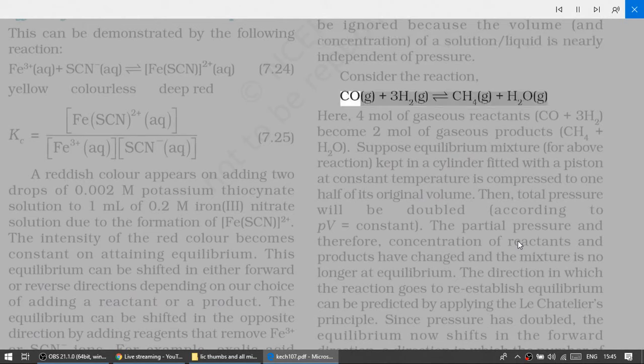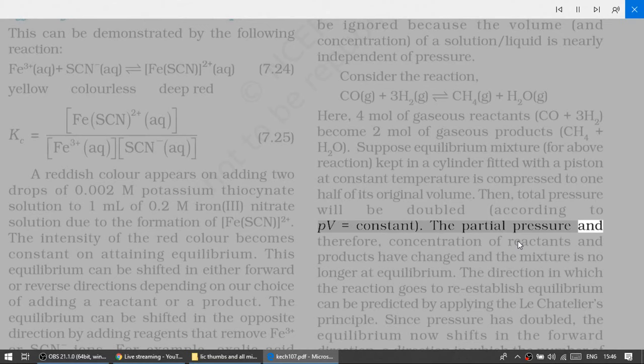Consider the reaction CO(g) + 3H2(g) ⇌ CH4(g) + H2O(g). Here, 4 moles of gaseous reactants (CO + 3H2) become 2 moles of gaseous products (CH4 + H2O). Suppose the equilibrium mixture for the above reaction, kept in a cylinder fitted with a piston at constant temperature, is compressed to 1/2 of its original volume. Then, total pressure will be doubled, according to PV = constant.